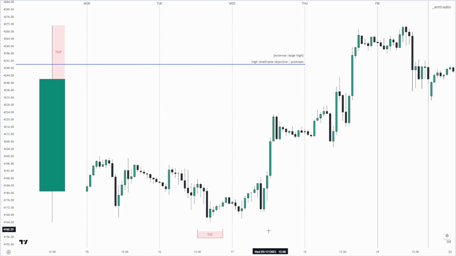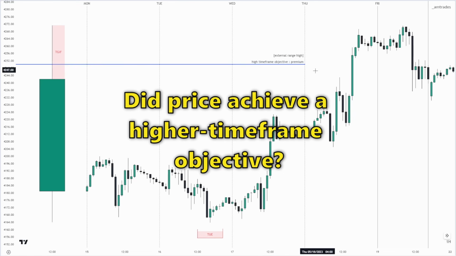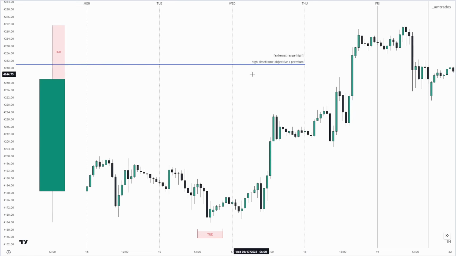The third and final question is, did price achieve a higher time frame objective? The answer is yes. On Thursday, price reached into the external range high. That is a premium array on a higher time frame. With all 3 of those boxes checked, we can assume an anticipation for Friday to return back into the range, as we can see here.